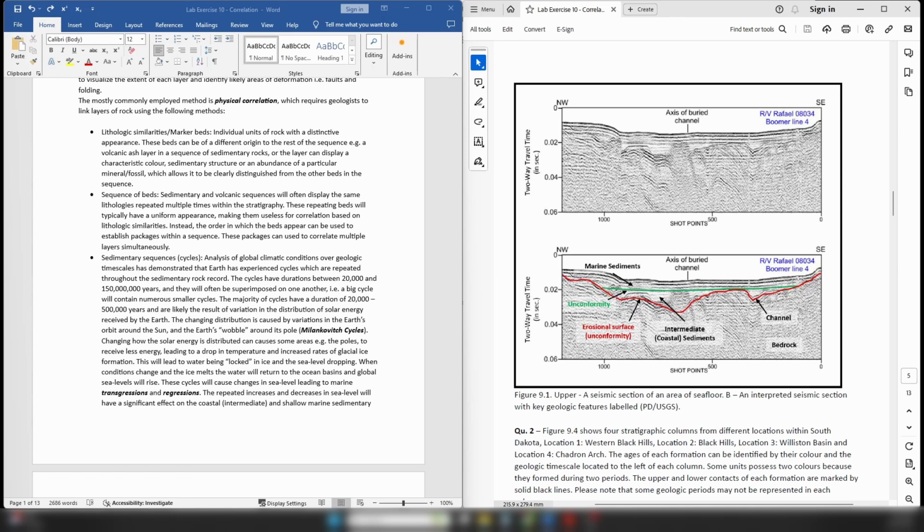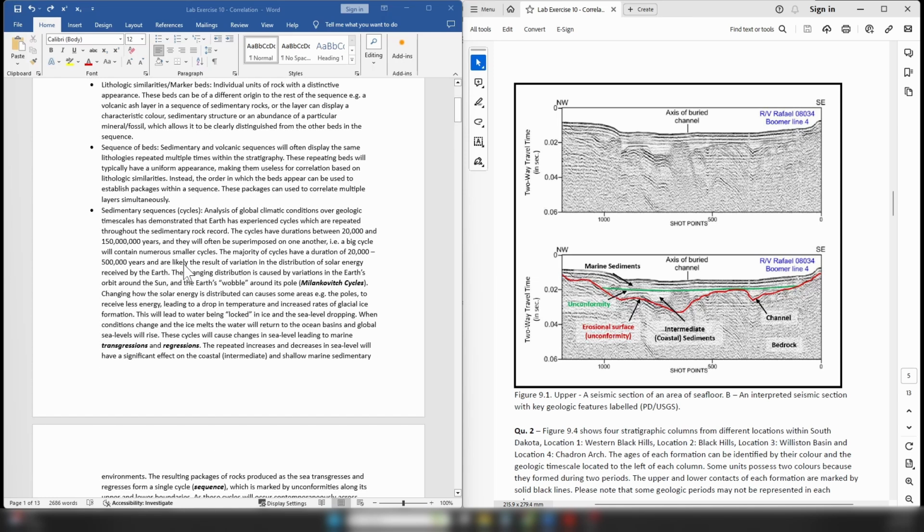Something else that we can look at are sedimentary sequences with regard to cycles. Analysis of sedimentary rocks in the geologic record has demonstrated that there are cycles which occur.